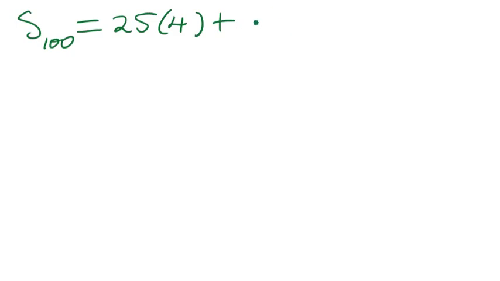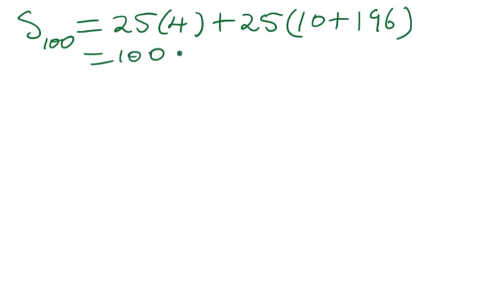So now the sum of 100 is equal to 25 multiplied by 4, plus, on the other side, 50 divided by 2, we get 25, close bracket. When we say 2 multiplied by 5, we get 10, plus 49 multiplied by 4, that will be 196. So this is what we have now.